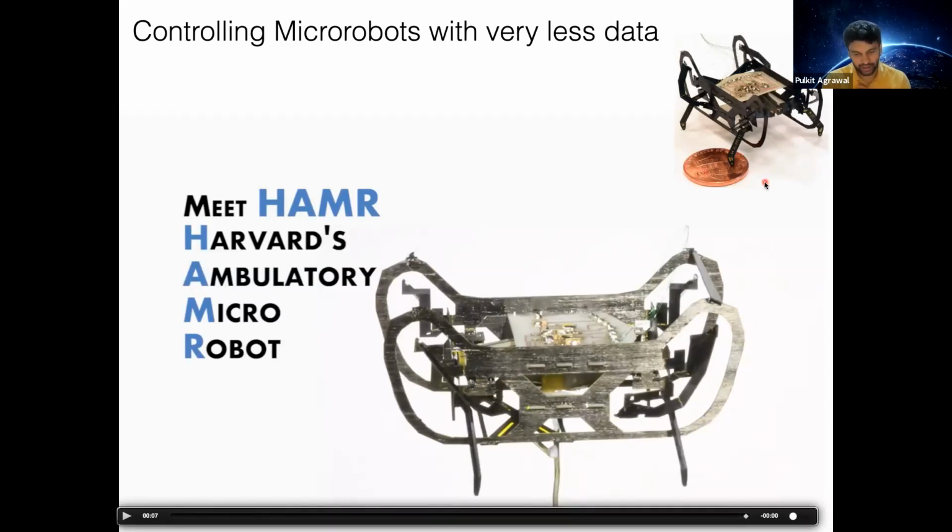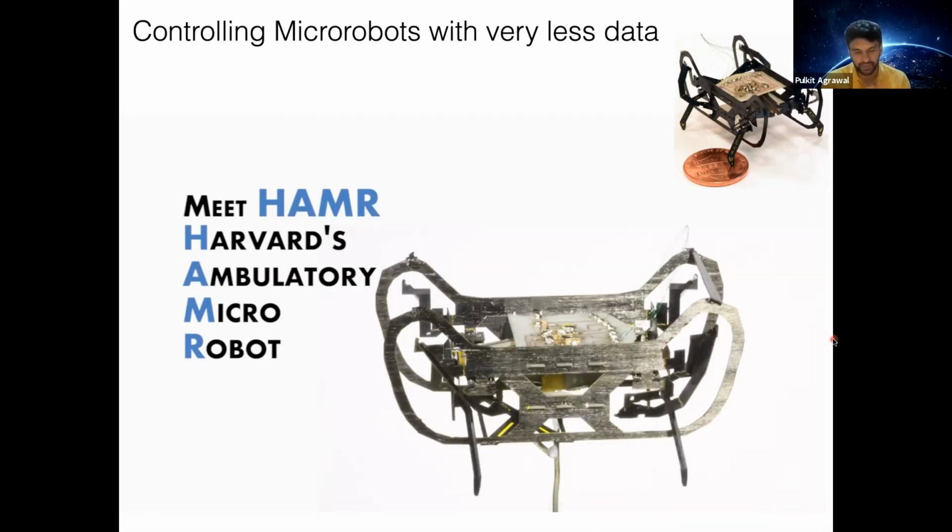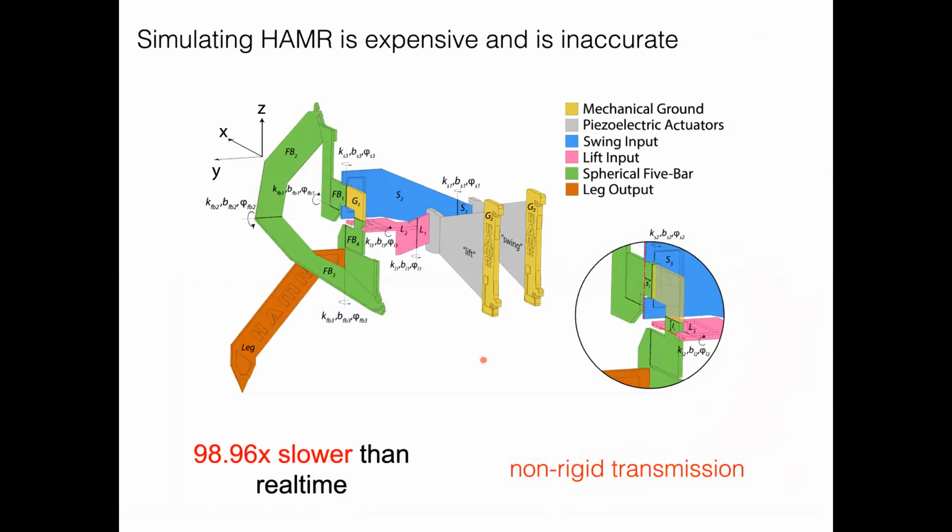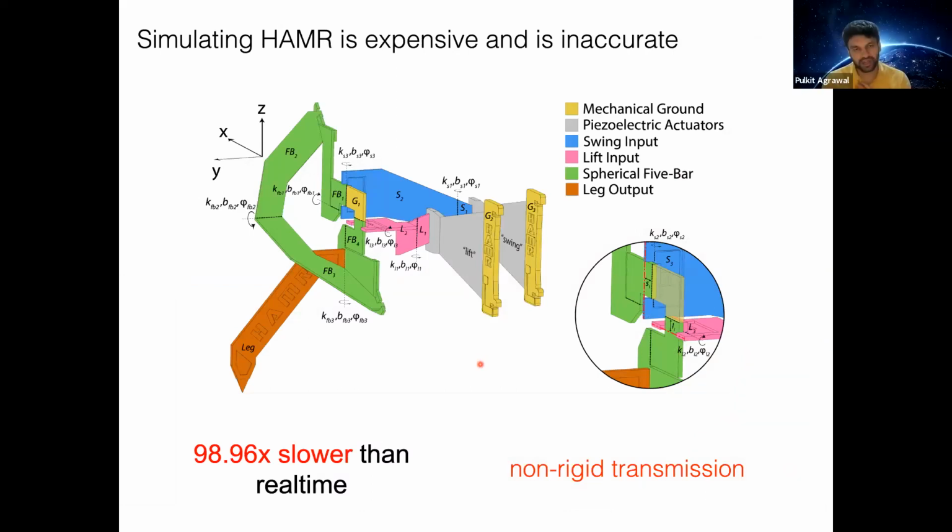Now, once you start going to these small robots, you end up using flexible material, which ends up being non-rigid. And when we are dealing with flexible, non-rigid material, simulation becomes extremely slow, right? Because you need to do some kind of finite element analysis to do simulation, which ends up being slow. Turns out, for example, in this robot, simulation is almost 100 times slower than actually running the robot.